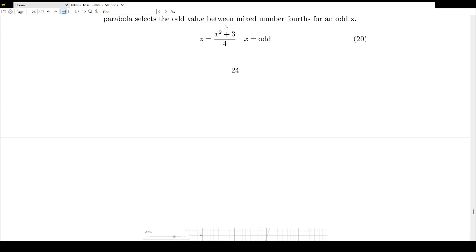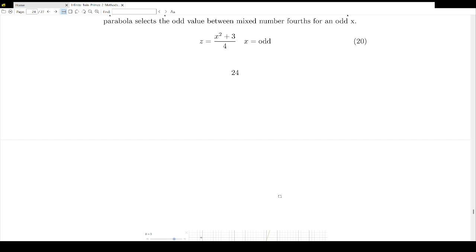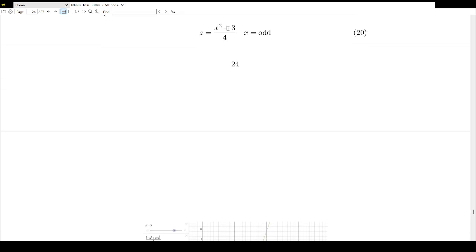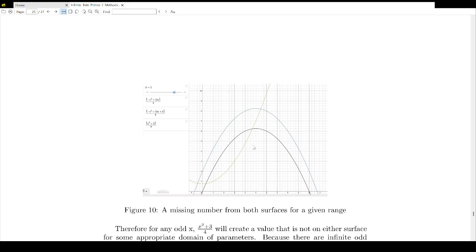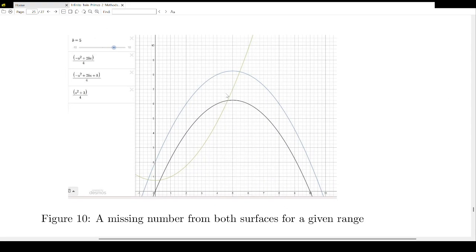And this value here would be, so for example, in this case, x is 5. That gives you 25 plus 3 is 28 over 4 is 7. And you'll see that this parabola, x squared plus 3/4, will select our odd value between our two parabolas. That parabola hits this odd value between the two, and you see it hits at 7. And that's our odd value between these two parabolas. Great.